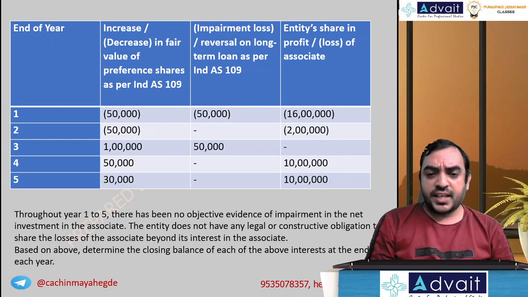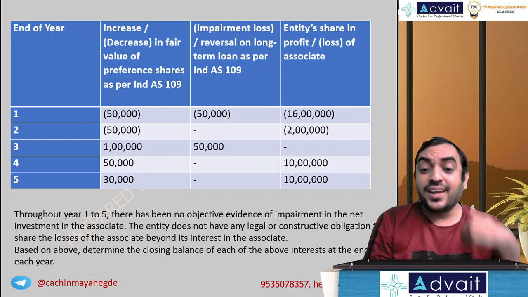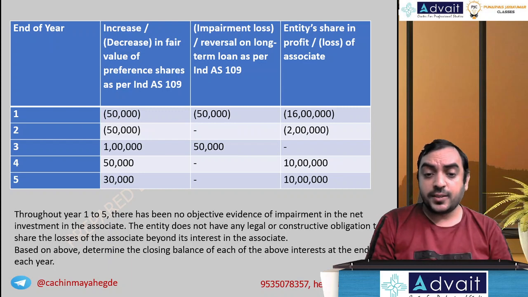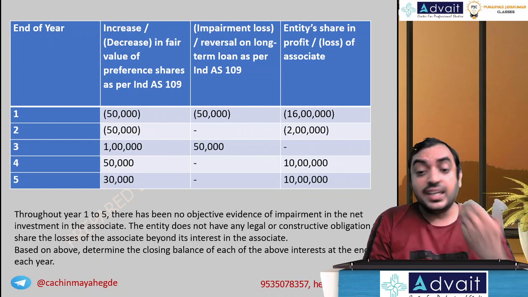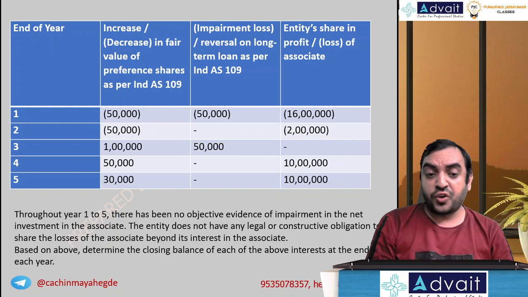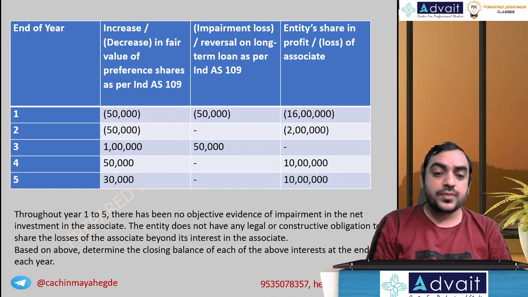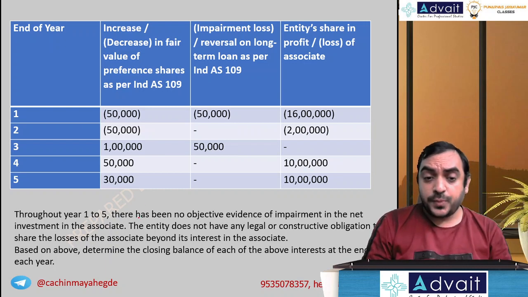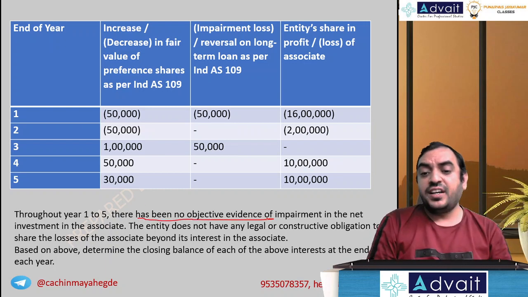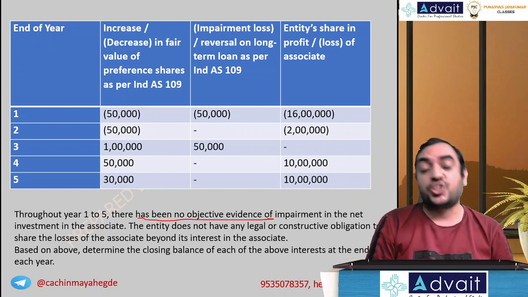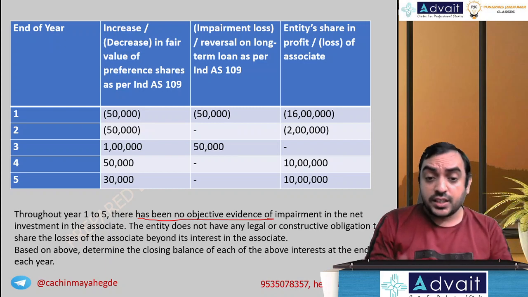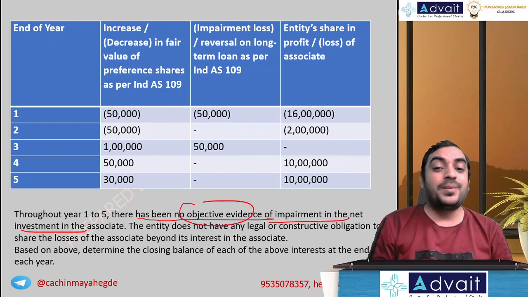Throughout the year 1 to 5, there has been no objective evidence of impairment in the net investment in the associate. The entity does not have any legal or constructive obligation to share losses beyond its interest in the associate. Based on the above, determine the closing balance of the interest at the end of each year. Let me explain these two sentences. There is no objective evidence of impairment of net investment in associates.